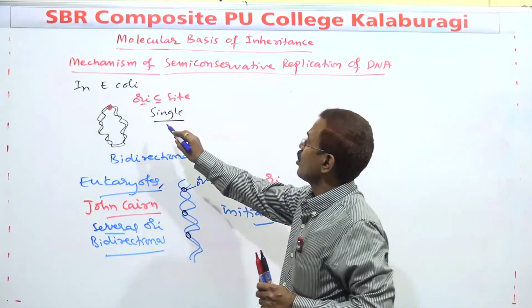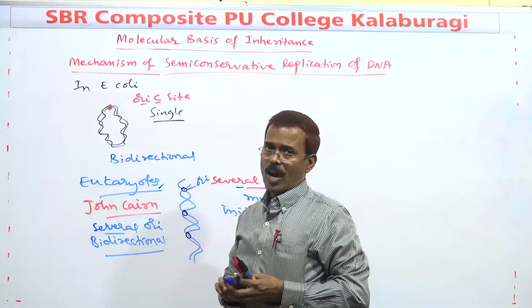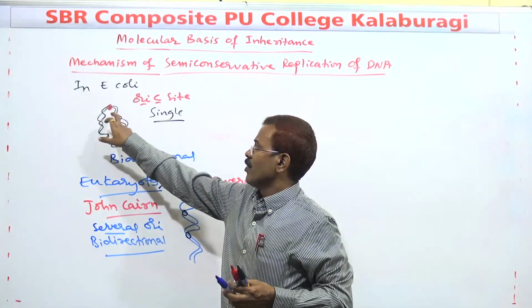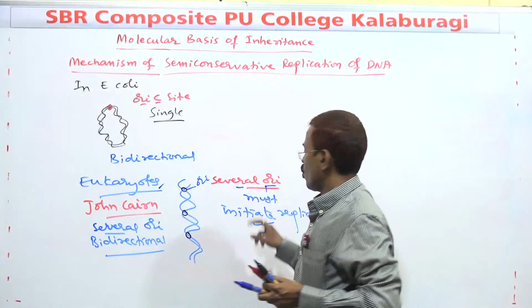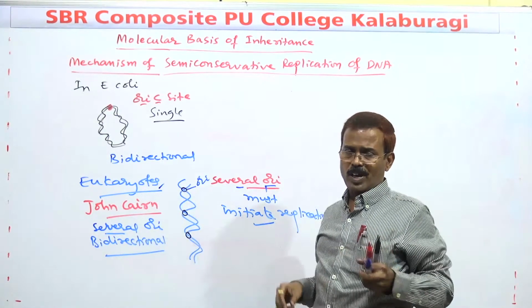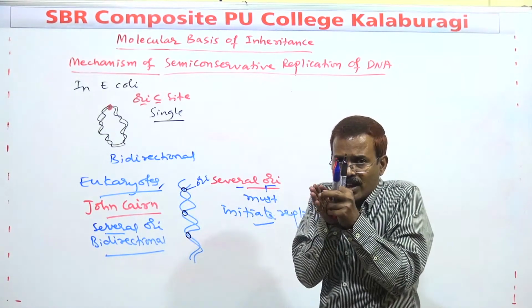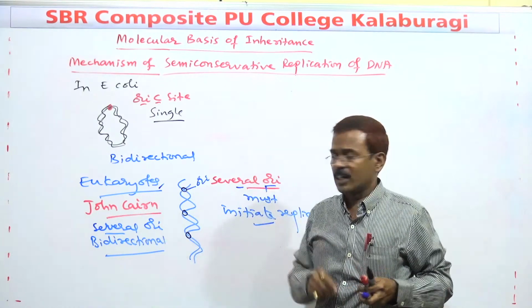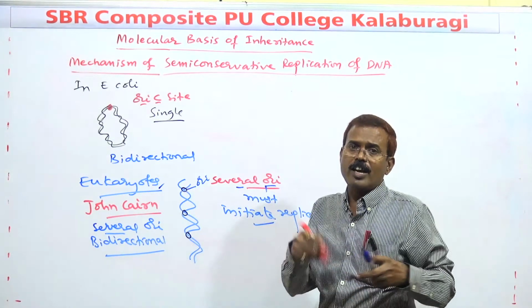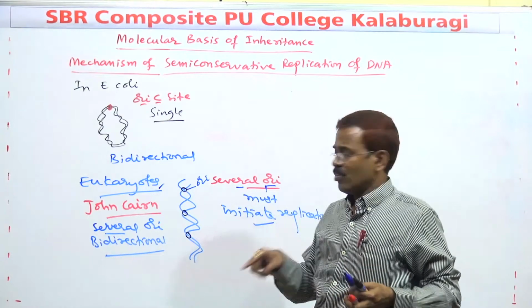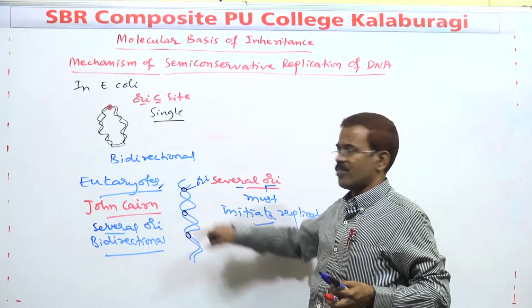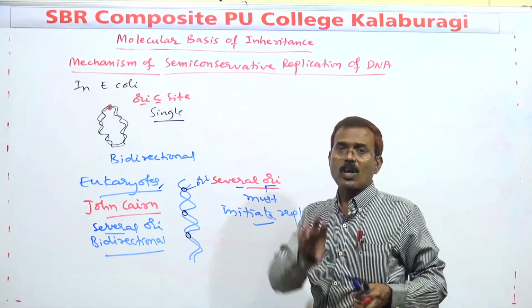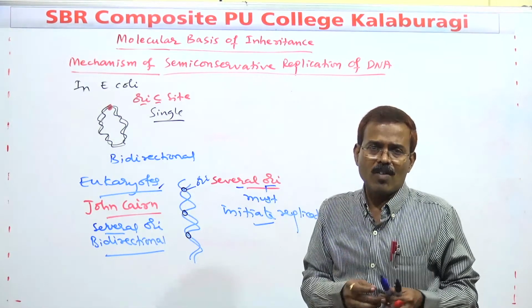In prokaryotes, there will be a single ori from where the replication begins. So this ori is the origin of replication. From there, the unwinding of the DNA strand occurs and it initiates the replication. So this is a very important site to initiate the replication. Without this, there is no starting of replication.